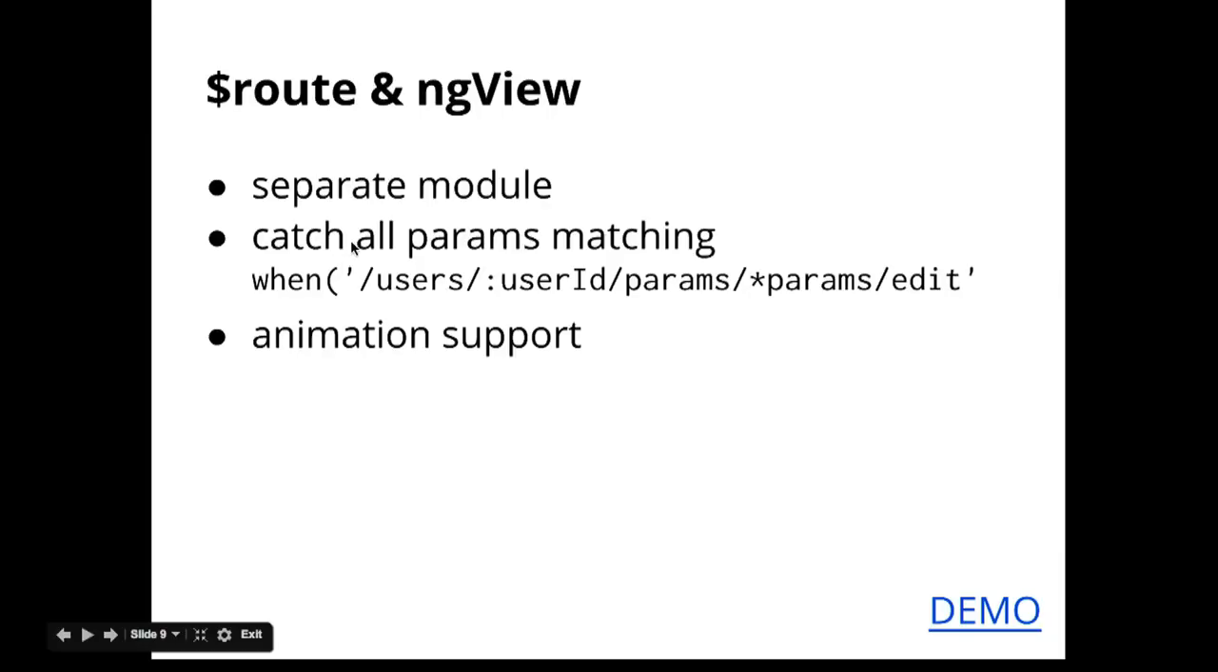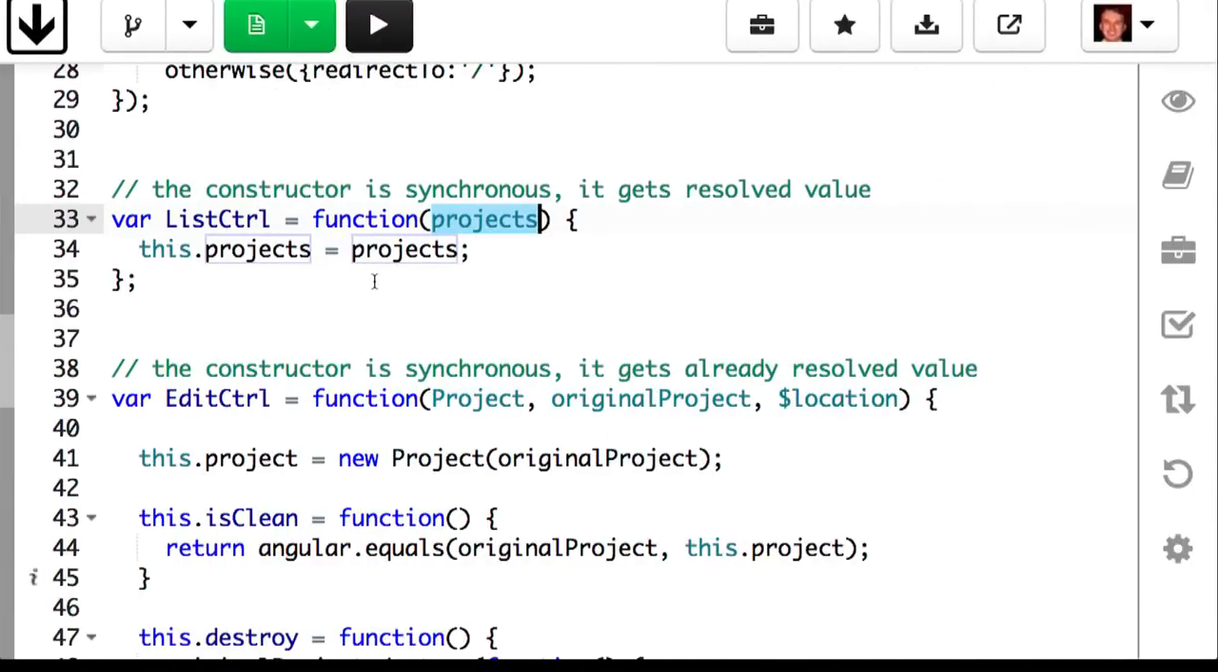Another feature that we added to existing routing is catch-all parameter matching. Wildcards. Basically wildcards. It's just another way of extending the syntax for how you can match URLs against the patterns. And it's something that many people wanted for their applications. And animation support, just like we mentioned ngAnimate. ngAnimate is now deeply integrated with route. And let me show you a quick demo of that.